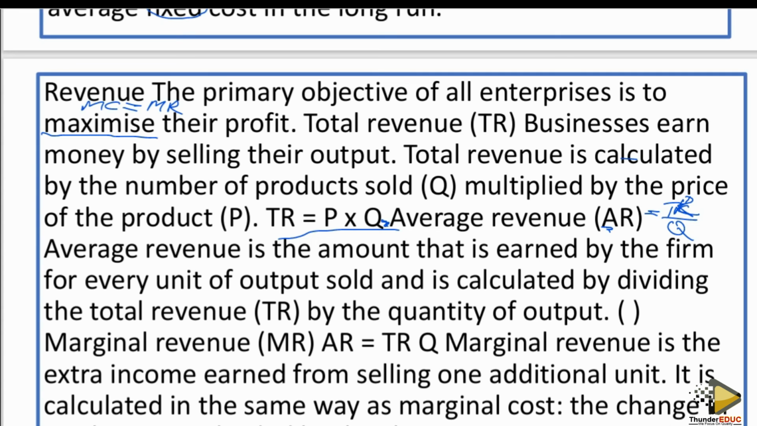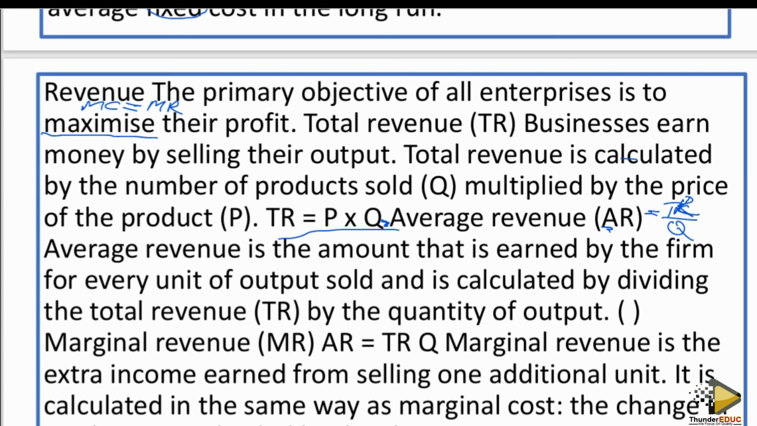Okay, right. So now let's check the marginals. So marginal revenue is equivalent to what? When you calculate marginal revenue, we have a change in total revenue divided by a change in what? In quantity.